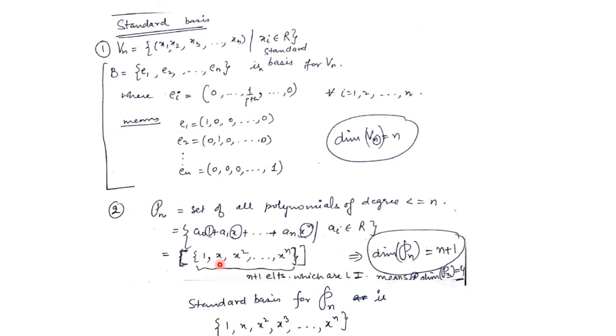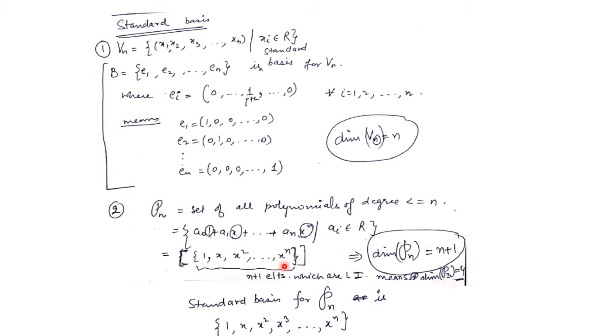When you write alpha 0 times 1 plus alpha 1 times x plus alpha 2 times x square, up to alpha n times x to the power n, equal to the null polynomial, each coefficient alpha i is 0. So therefore this set is LI also. The span of this is equal to Pn, both conditions are satisfied, therefore this set is the basis for Pn, and this is called the standard basis for Pn, right?